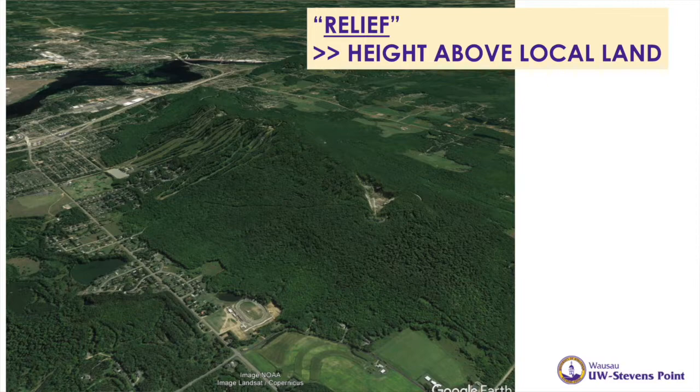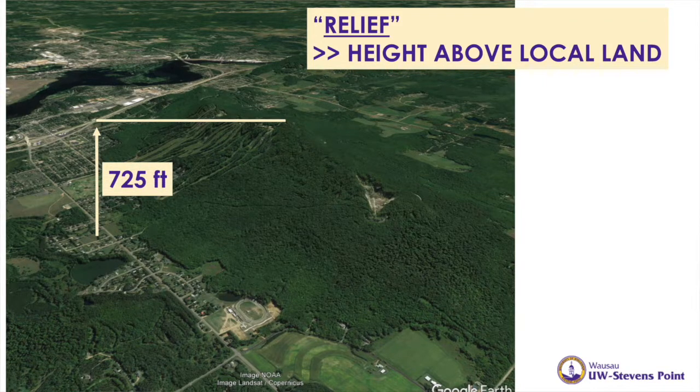Really, if you know what relief is? Well, I've written it right here, haven't I? It's high above the local terrain. So Rib Mountain is about 725 feet above the local terrain. You know, if you were down on the highway here or down on the golf course here, it's about 725 feet above the local terrain.